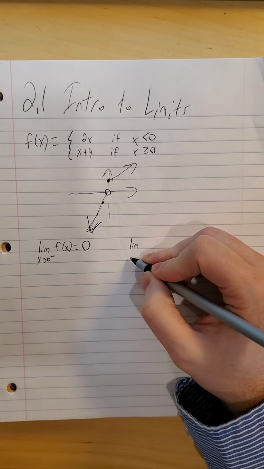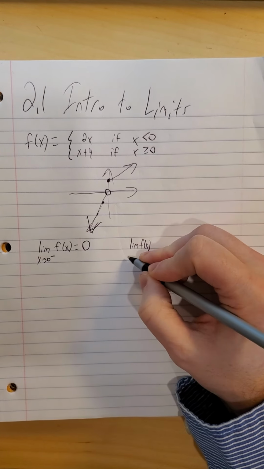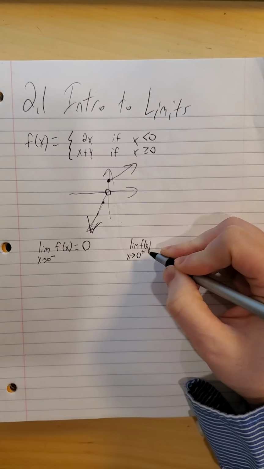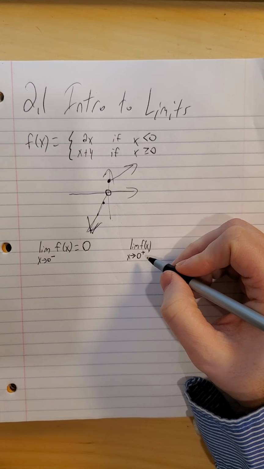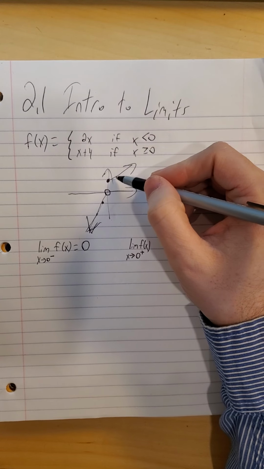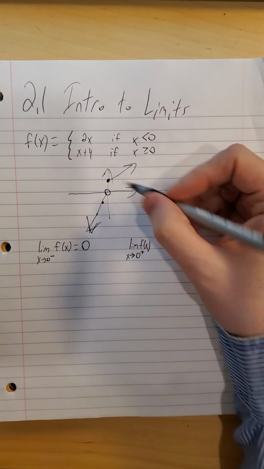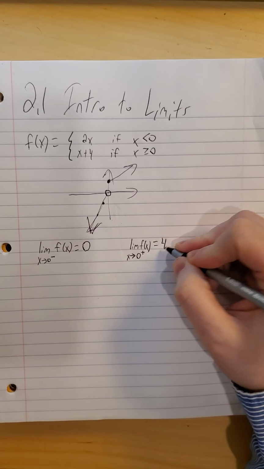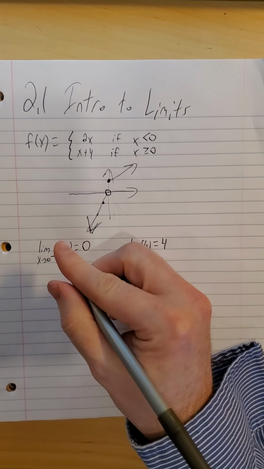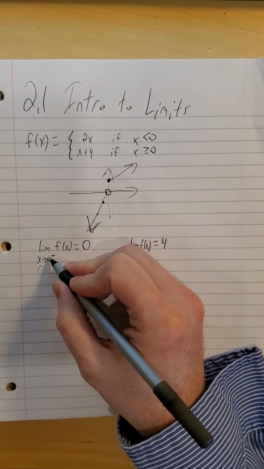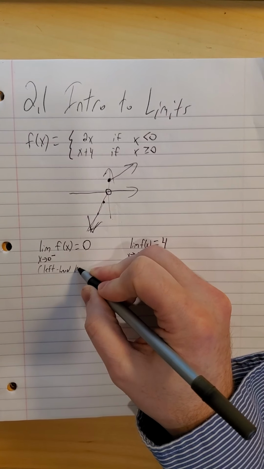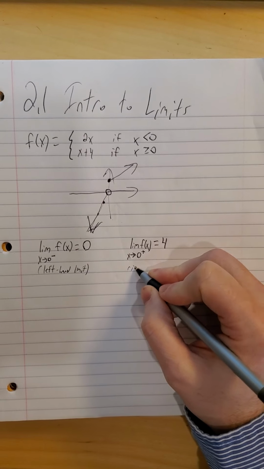Now if I look at the limit of this function f of x as x approaches 0 from the right, we would get a plus superscript. So coming in from the positive side and heading towards x equals 0, we get closer and closer to 4. This left side is sometimes referred to as the left-hand limit and right-hand limit.